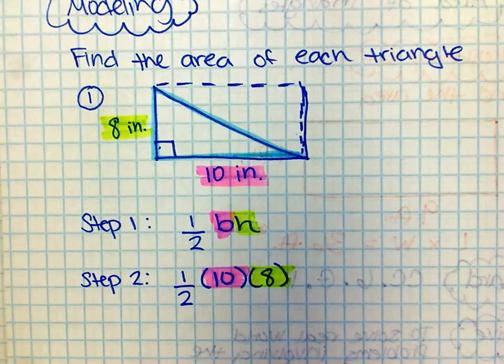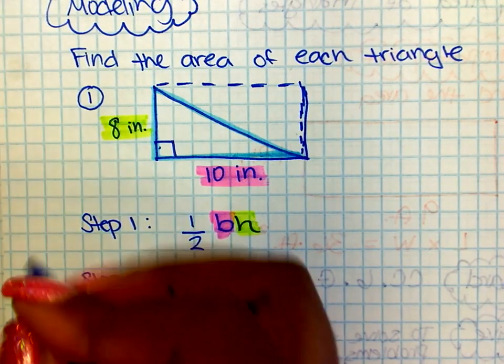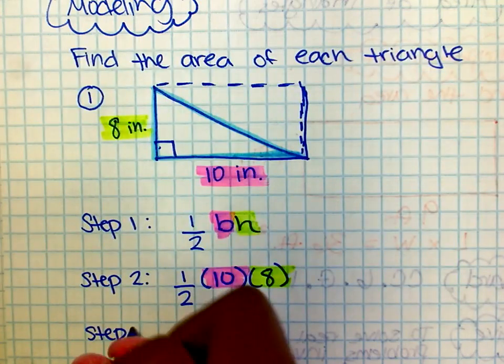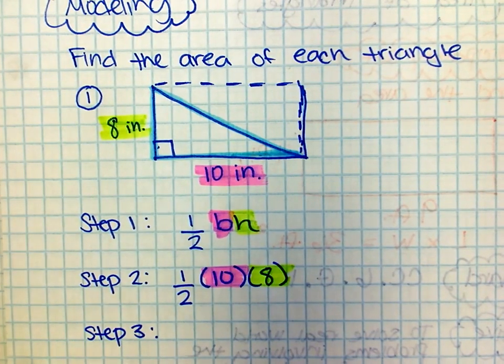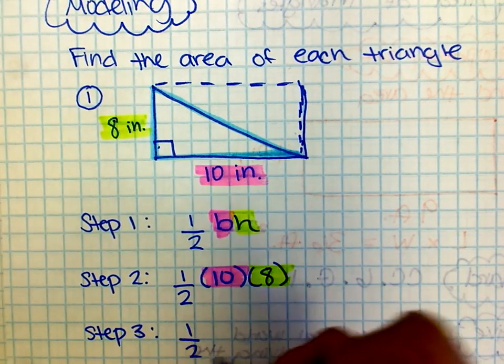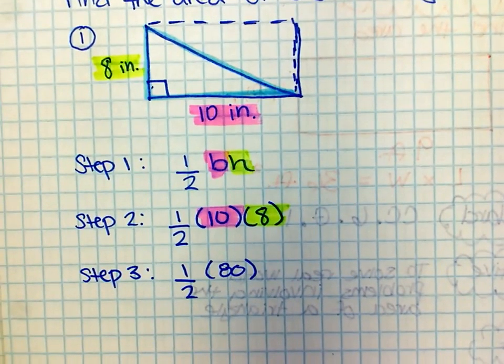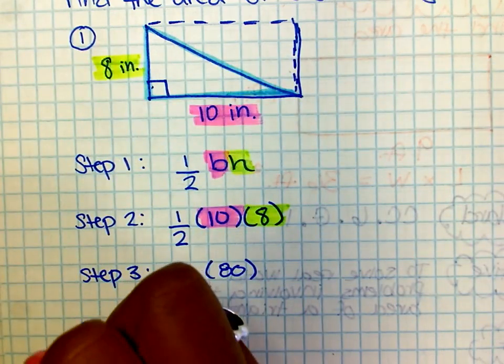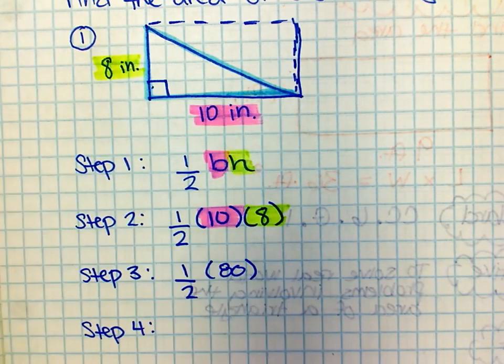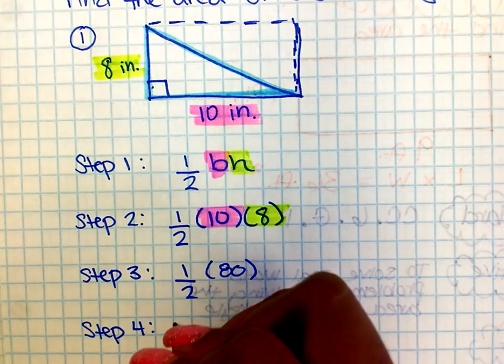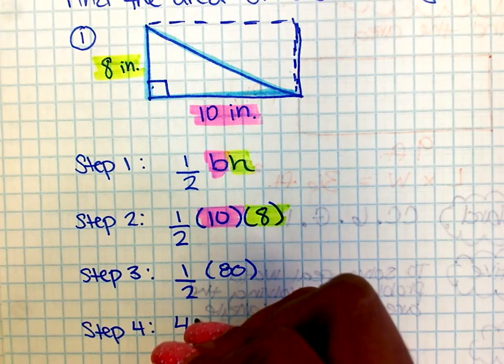Alright, so therefore, I'm going to step 3, multiply the base and the height. I know that 8 times 10 is 80. So step 4 tells me to take that 80 and divide it by 2, because 1/2 times 80 means 80 divided by 2, right? 80 divided by 2 is 40.